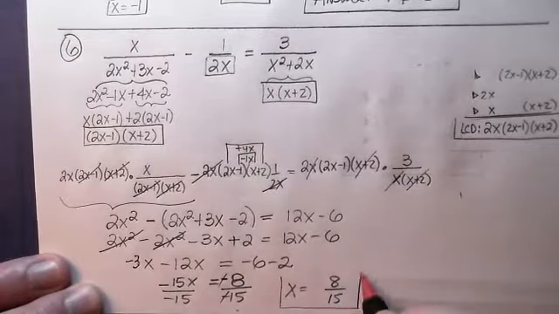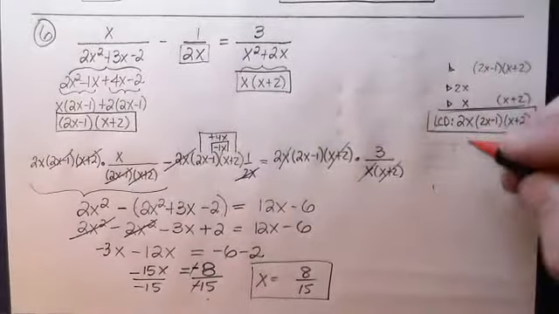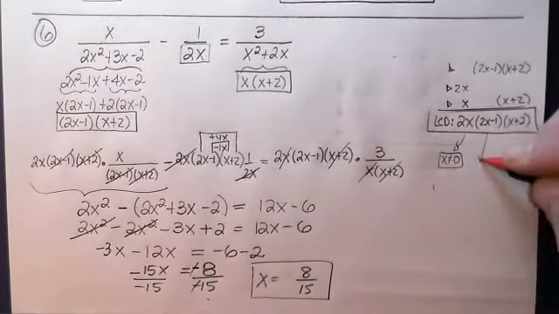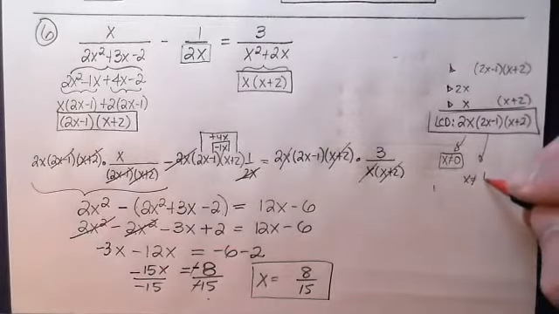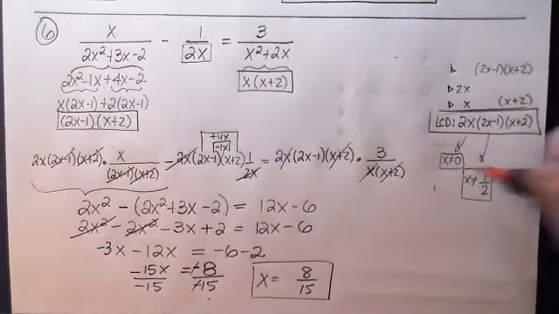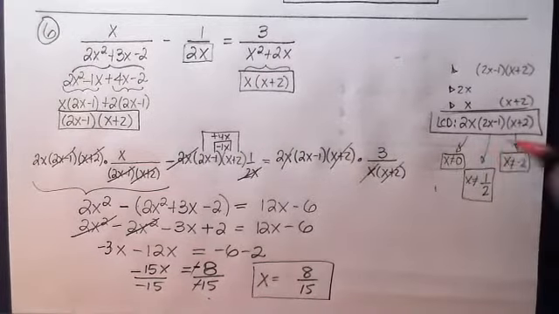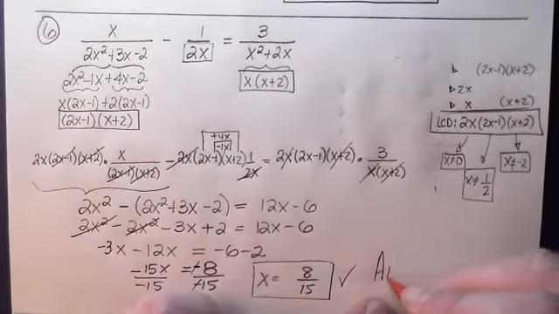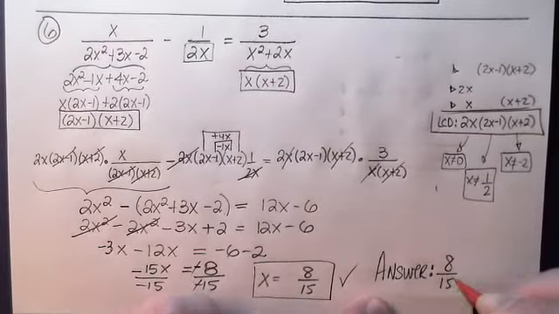Alright. Now we need to check if this is a valid answer. Remember our LCD. This tells us that x cannot equal 0. This tells us that x, move the 1 to the other side so it becomes positive 1, and then divide by 2, x cannot equal 1/2. And this last one, x cannot equal negative 2. Now, nowhere in here does it say it cannot equal 8/15, so this is a valid answer. So the answer for this problem is 8/15. There we go.